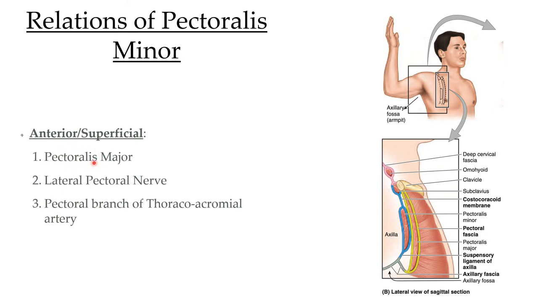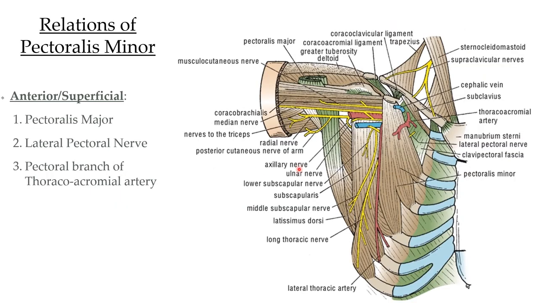The other two structures which are in superficial relation to pectoralis minor are the lateral pectoral nerve and the pectoral branch of thoracoacromial artery. This illustration shows the other two structures related superficially to the pectoralis minor muscle. Here we can see that this is pectoralis minor muscle. This is the pectoral branch of thoracoacromial artery, and this represents the lateral pectoral nerve, which comes from the lateral cord of brachial plexus. We can see these two structures along with the cephalic vein, they are seen to pierce a fascia called clavipectoral fascia. So these are the structures which pierce the clavipectoral fascia, and then they come in superficial relation to pectoralis minor muscle.